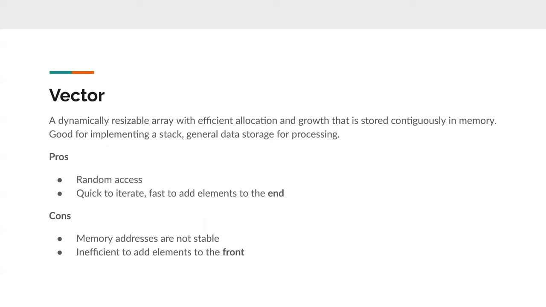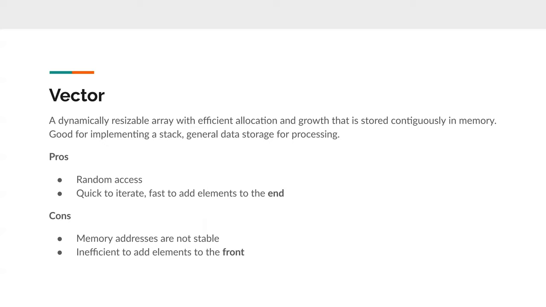Since it grows in one end only, it has efficient allocation and growth. So basically, if you add enough elements to a vector and go past its current size, say you have a vector with enough memory to allocate for two elements and you try to insert a third, then it will double its capacity. Every time you reach that new limit, it will keep doubling it. So we'll go to, for example, 2, 4, 8, 16. And in the meantime, you just fill up the space.